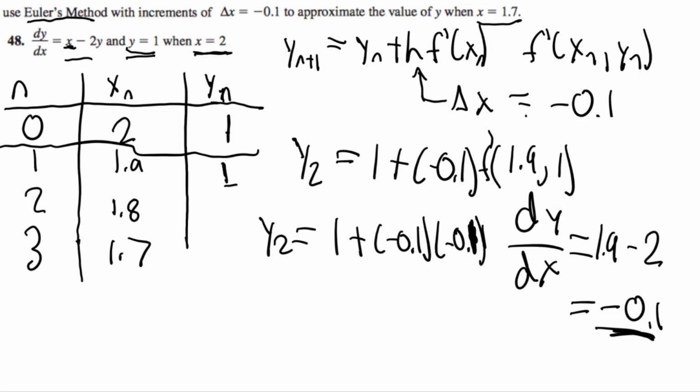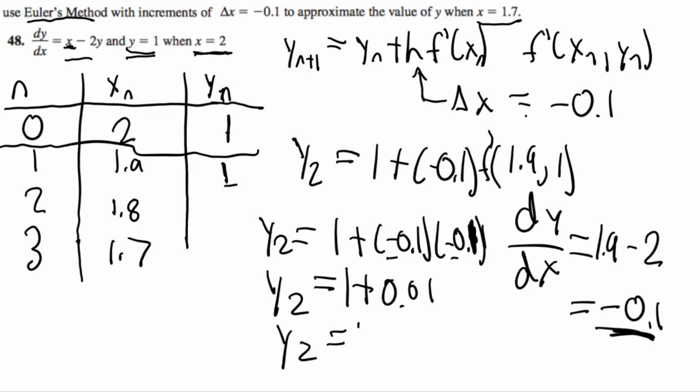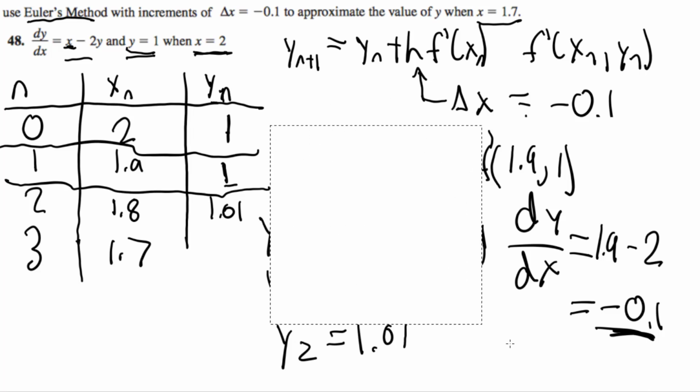This simplifies down to y sub 2 is equal to 1 plus, because there are two negative signs, which means it's a positive, 0.01. So y sub 2 is equal to 1.01. Now we can plug that into our table. I'll make it a little more organized and clear up some space so we can do our final step, which is y sub 3.